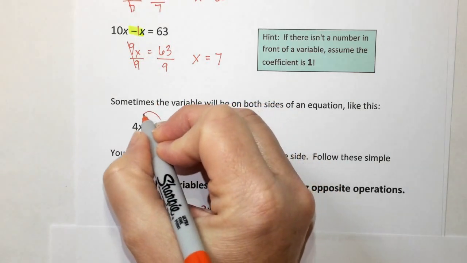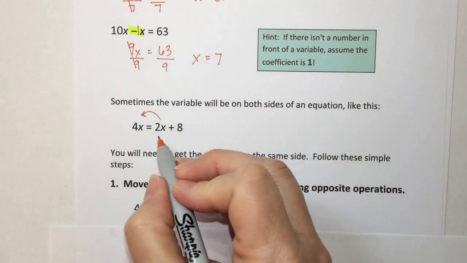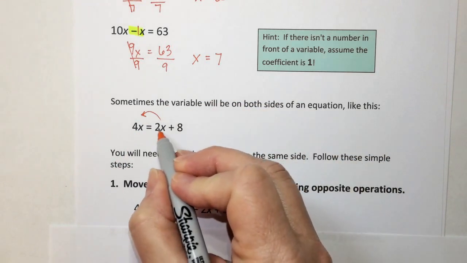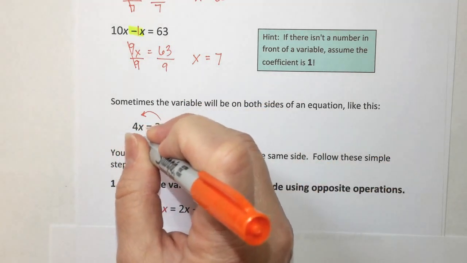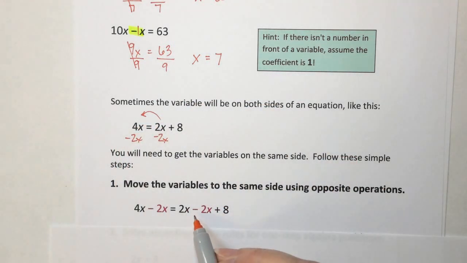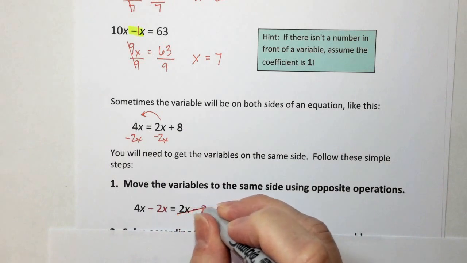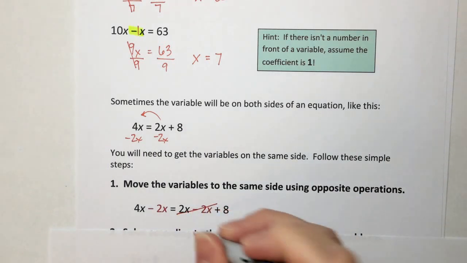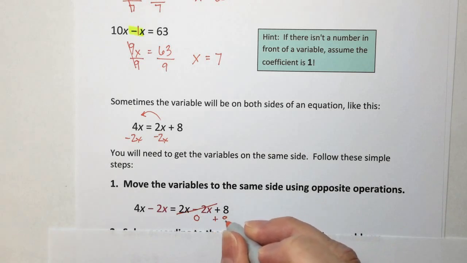So let's move our 2x over to the left of the equal sign. How do we do that? Opposite operation. This is a positive 2x here. You can add a negative 2x, so you're subtracting 2x from each side. And I've shown you how to do that here. Minus 2x on the right, minus 2x on the left. That lets these cancel. 2x minus 2x then would just be a 0. And on the right, I've still got my plus 8.